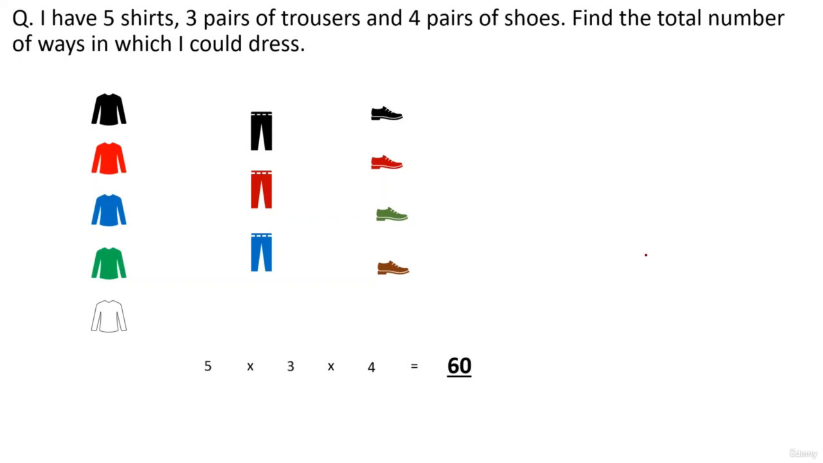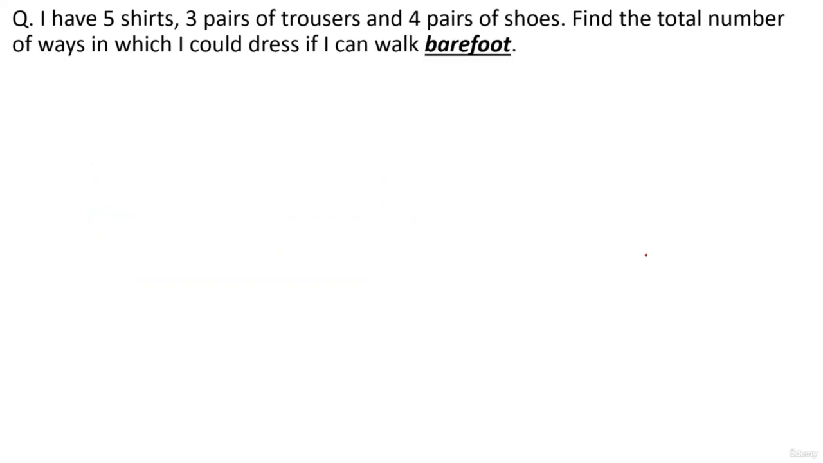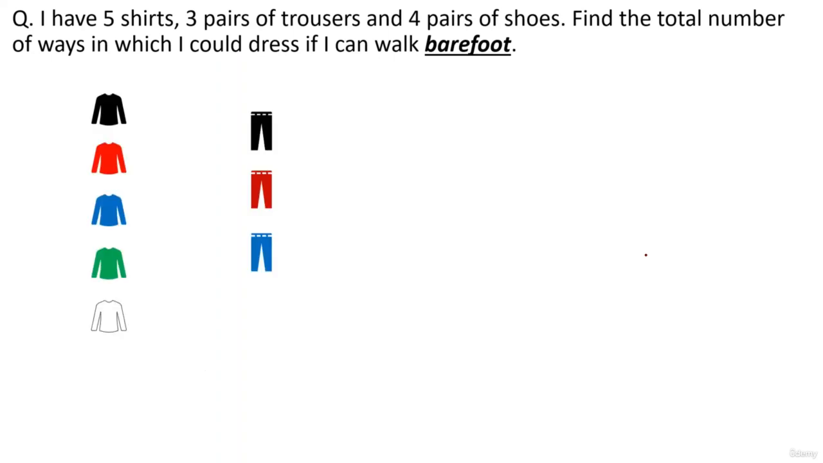Let's get going on further. I have 5 shirts, 3 pairs of trousers, and 4 pairs of shoes. Find the number of ways in which I could dress if I can walk barefoot. A barefoot walk करना है. That's the only change you can observe between these two questions. यहाँ पे एक और condition add हो गई, if I can walk barefoot. अब इससे क्या फर्क पड़ जाएगा? If you have 5 shirts, 3 pairs of trousers, and 4 shoes, but now since you can walk barefoot, you have a fifth option, and that is not wearing any shoe. That is the only difference here.